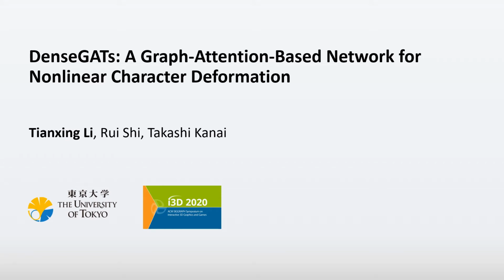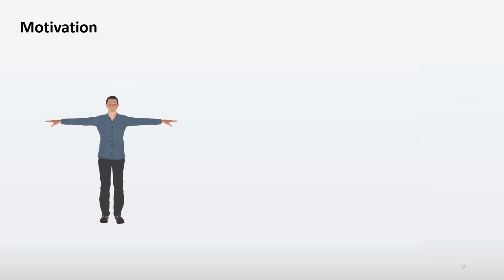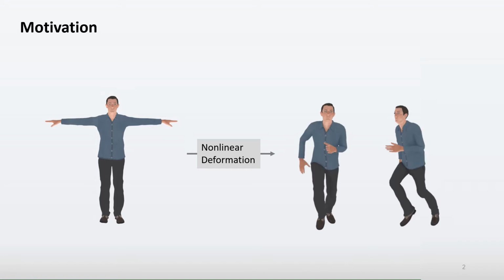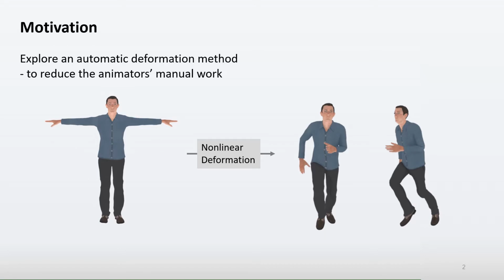Today I'm going to present our work entitled DenseGATs, a graph attention-based network for nonlinear character deformation. In animation production, it is greatly important for animators to achieve high-quality character deformation with complicated appearance. In this work, our motivation is to explore a deformation method to automatically compute deformations for new characters, thereby decreasing the time spent on manual work.